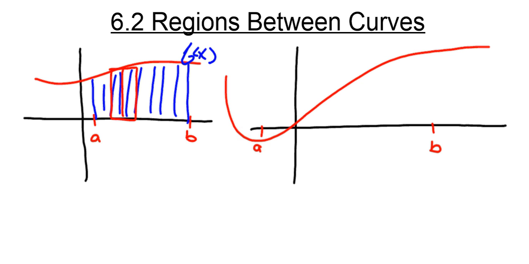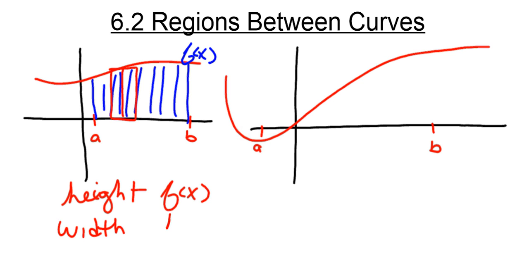But in this case, we always know that the height of our function is found when we plug in some x to find the height. And then we had a width, which we were saying was delta x. So we're summing up the areas that were height times width, and we were going from there.